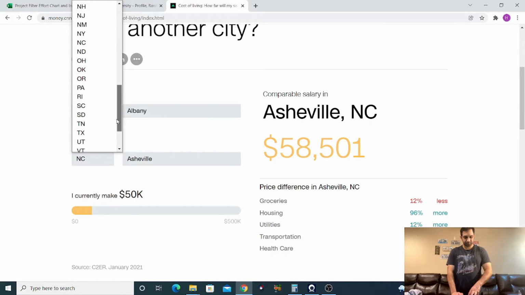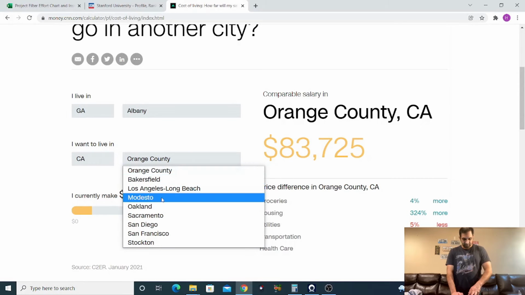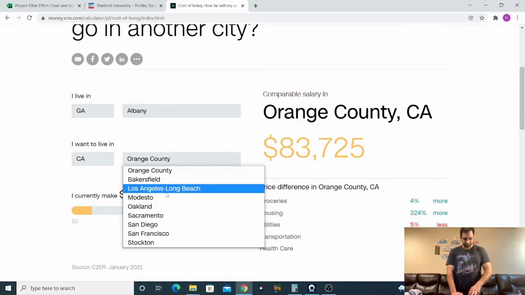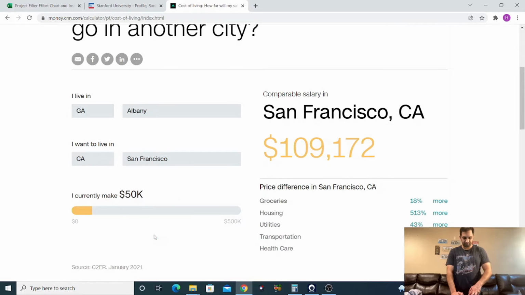So Stanford is in California, so you would select California here, and then Stanford would fall under San Francisco. It's in the San Francisco area. So here you can see that if you're making 50K right now in Albany, Georgia, you would need to make 109,000 in San Francisco, California to have the same standard of living.